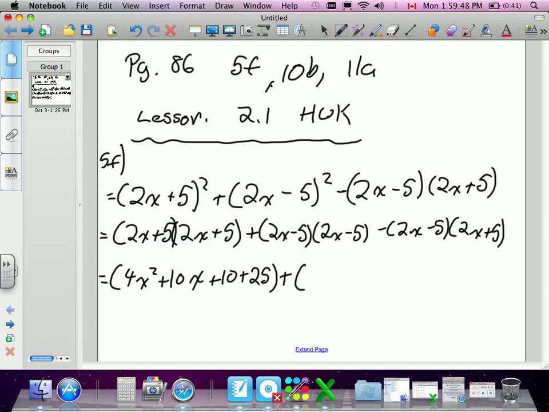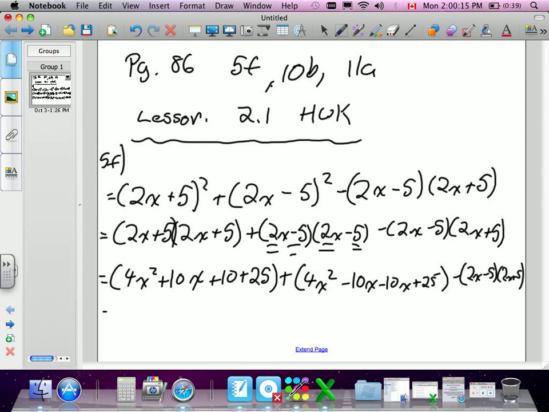We're going to get 4x squared, multiplying the first terms. Then we do 2x times negative 5, so negative 10x. Negative 5 times 2x, negative 10x, plus 25. That's negative 5 times negative 5. And finally, I'm going to just rewrite that because I don't know if I can fit it. We'll do it after. There we go.